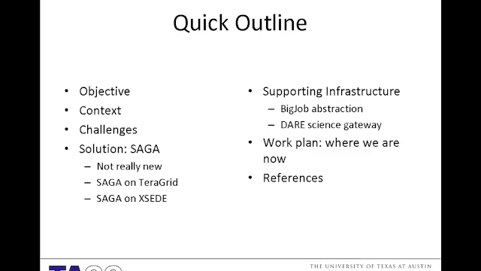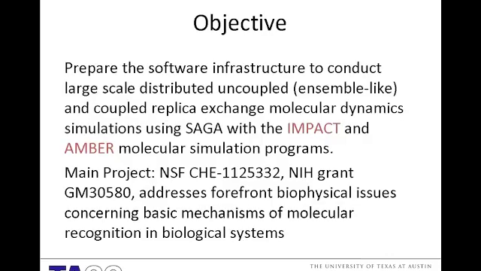Real quick, an outline of what we're going to cover today. There's a fair bit of material. We will be going a bit fast, and there will be a Q&A session at the end, and obviously feel free to contact us directly with any questions that you may have.